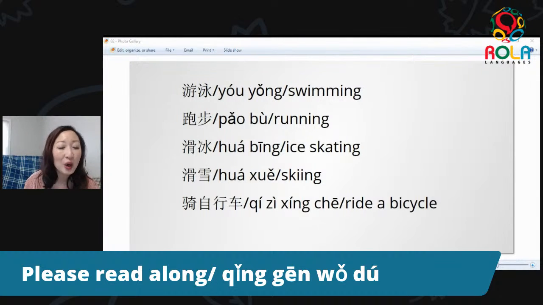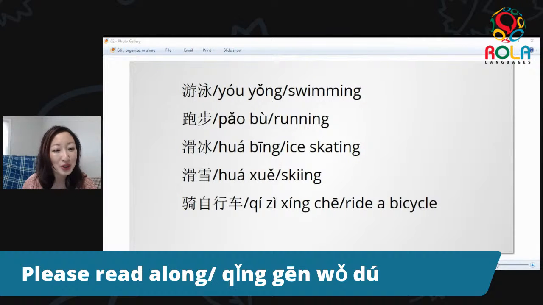First one, 游泳, 游泳, 游泳 is swimming. Next one, we have 跑步. 跑步 is running. Next one, we have 滑冰. 滑冰 is ice skating. Next one, we have 滑雪. 滑雪 is skiing. Next one, this one is a longer one, 骑自行车.